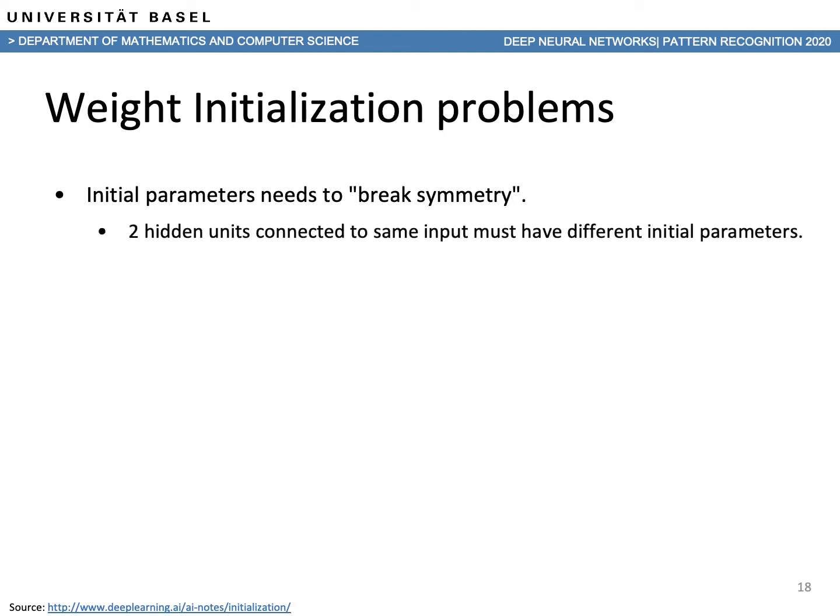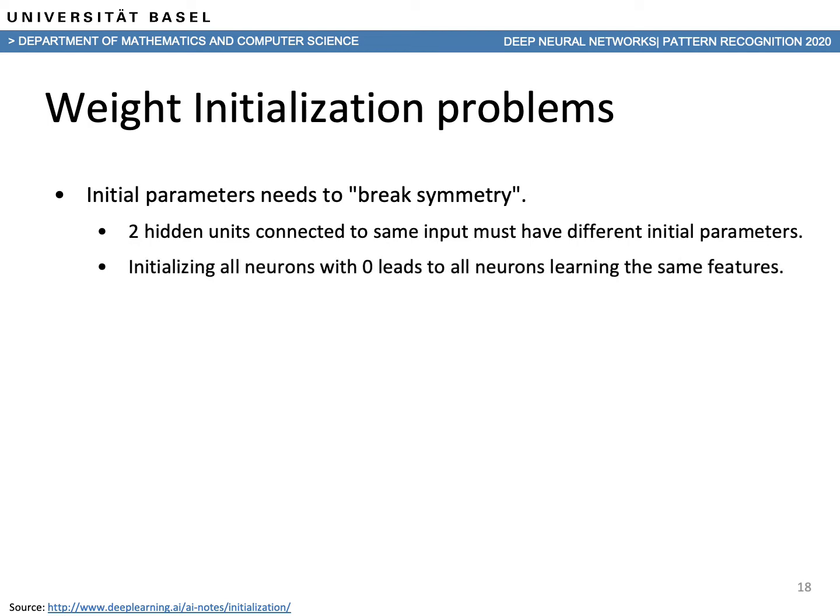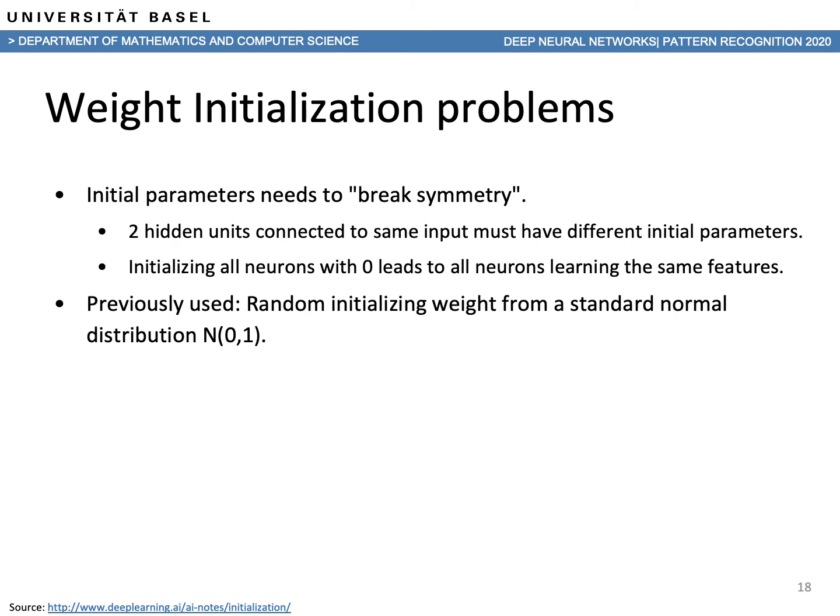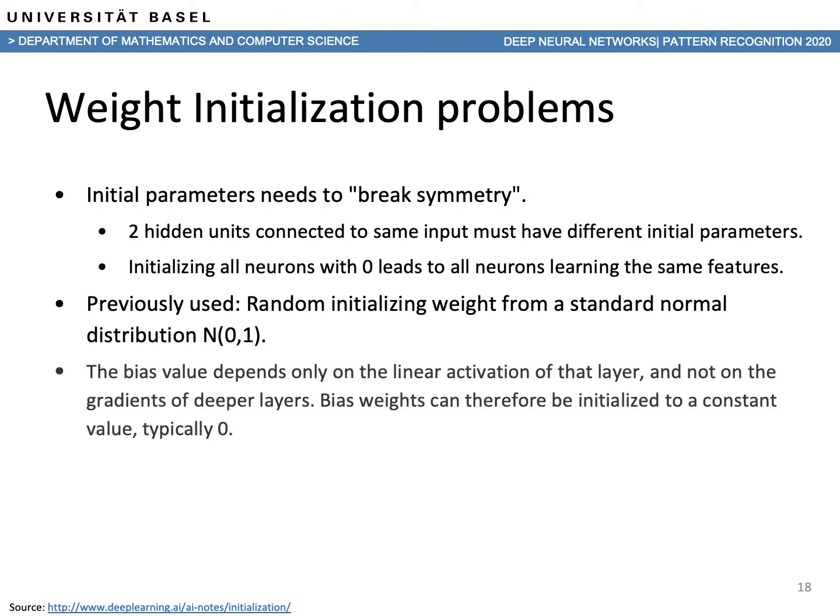So two hidden units connected to the same input must have some kind of different initial parameters. Otherwise, they will have the same gradient, they will be updated the same way, and they would learn the same thing. So initializing all neurons with 0 leads to all neurons learning the same features. And what has previously been used is random initialization, with weights from a standard normal distribution, (0, 1) here, which can also lead to vanishing or exploding gradients.